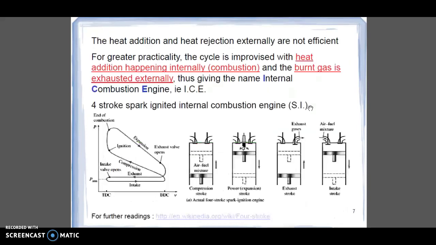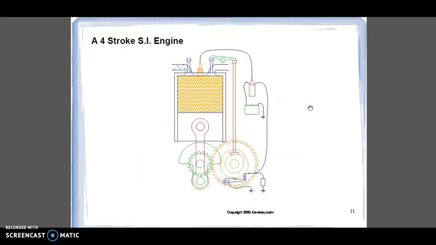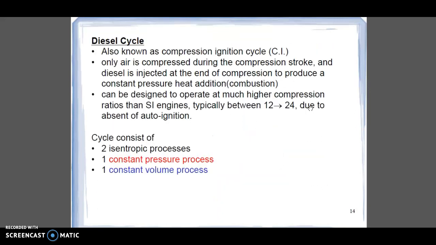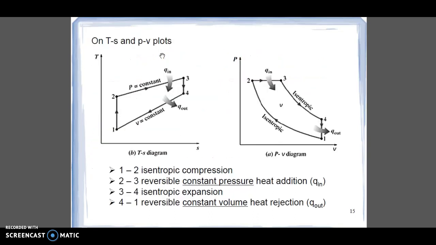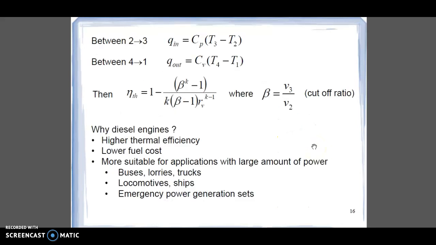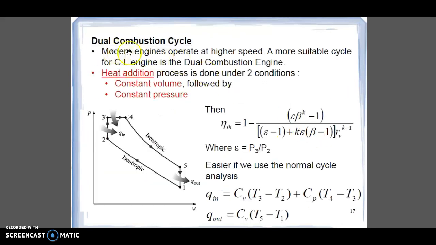And then afterwards, we are going to have a look at this diesel cycle. Diesel cycle is going to use your PV diagram as well. And finally, we are going to have this dual combustion cycle. Dual combustion is actually a combination of your Otto cycle and also your diesel cycle.